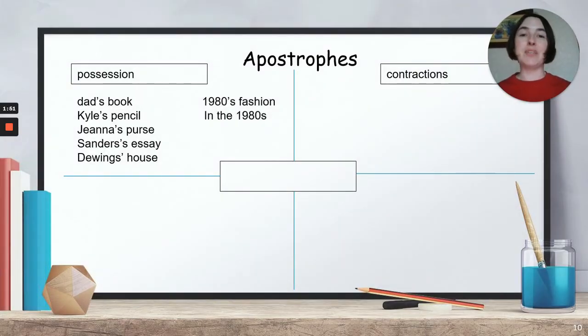Okay, here's where you see apostrophes used incorrectly all the time. They still should show possession. So if we're talking about 1980s fashion, that's the fashion that belongs to the 1980s, so we include that apostrophe. But if we're just talking about the 1980s in general, like in the 1980s, people had really bad hair, there's no apostrophe because there's no possession there. We're just talking about the plural, that decade from 1980 to 1989.